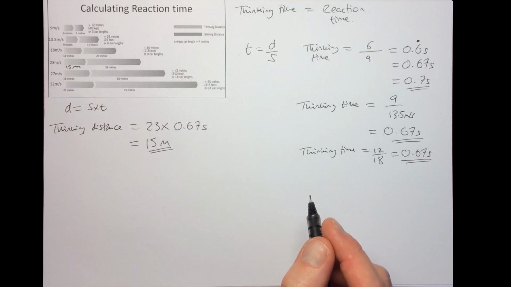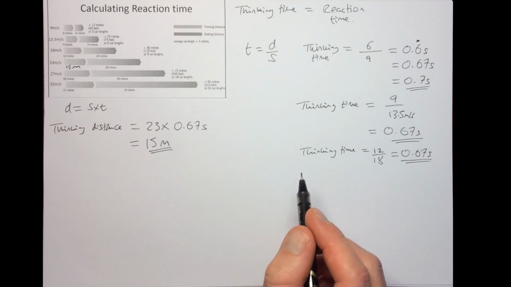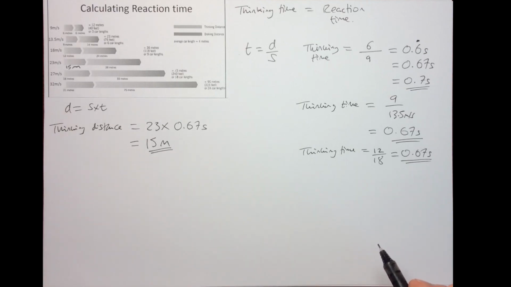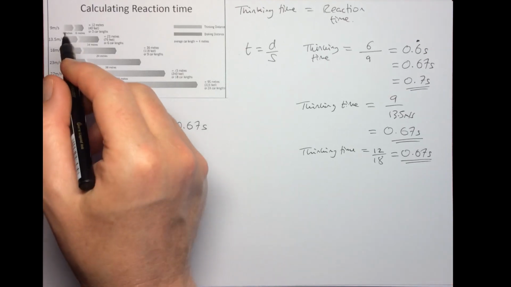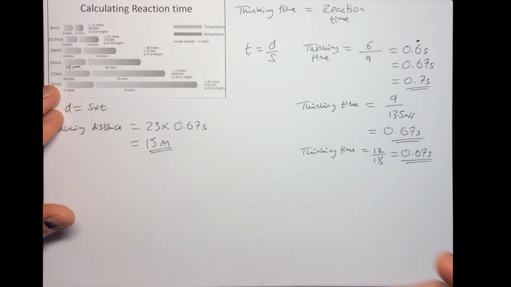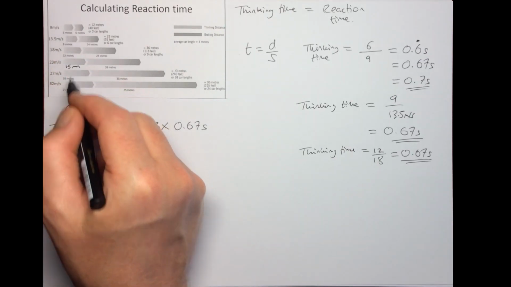So what we're saying is that if you know the reaction time, you can work out the thinking distance at various speeds. And once you know the reaction time for one speed, you know the reaction time for all of the speeds. So be aware of that. Once you know the reaction time for one speed, you know it for all of them.